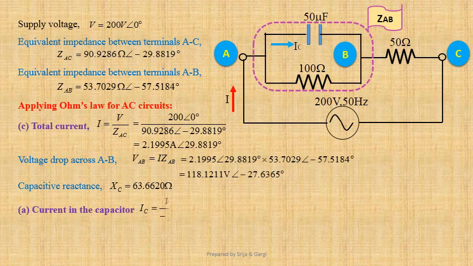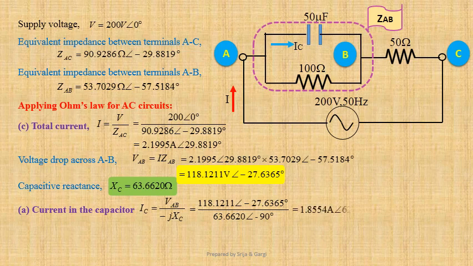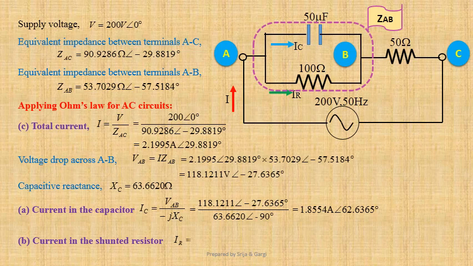Now we shall determine current flowing through the capacitor. Ic equals VAB divided by minus JXc. Using values we get 118.1211 at an angle minus 27.6365 degree divided by 63.662 at an angle minus 90 degree. That gives us 1.8554 ampere at an angle 62.6365 degree.